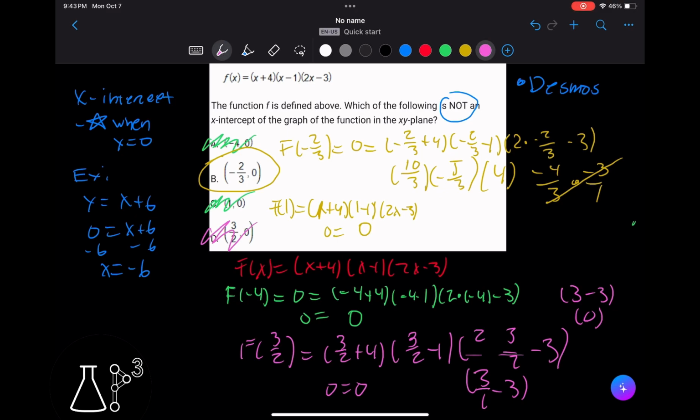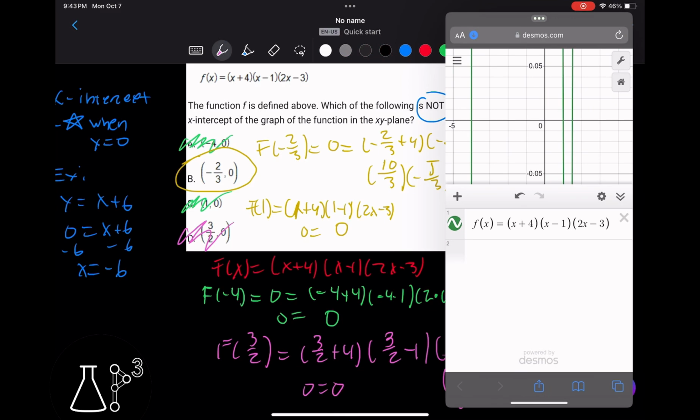But remember I said you can use decimals. So let's look at decimals now. Notice how there's 3 x-intercepts: -4, -1, and 1.5 or 3/2. Notice how there's no -2 divided by 3. Therefore, the only answer is B, because B is the only one that is not an x-intercept. So when you plug it into f of x, you get 3 x-intercepts, and B is not one of them. Which is why when you plug it into decimals, this question can be solved in less than 10 seconds.